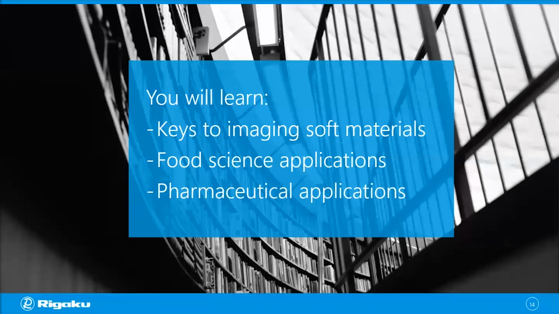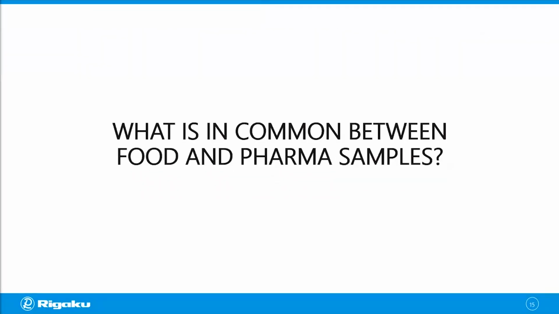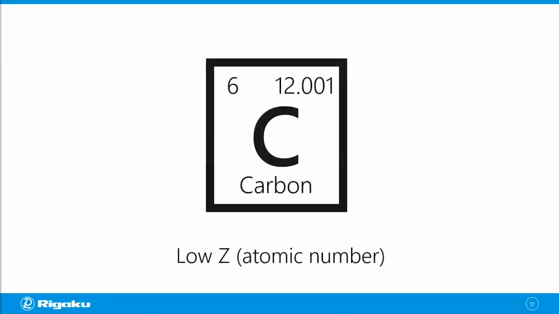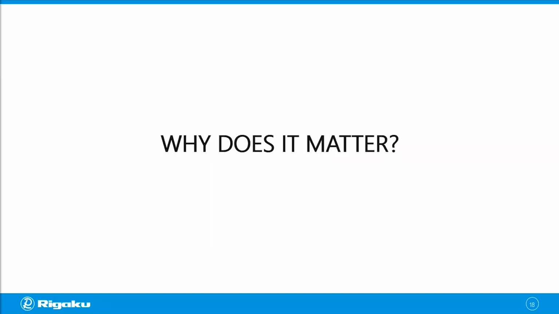And I'm putting food and pharmaceutical samples in the same category because there is something in common between them. So what's in common between food and pharma samples? Well, they are mostly organic compounds, and that means they are mainly made of carbon, which is a low atomic number, or low Z, element. But why does it matter?